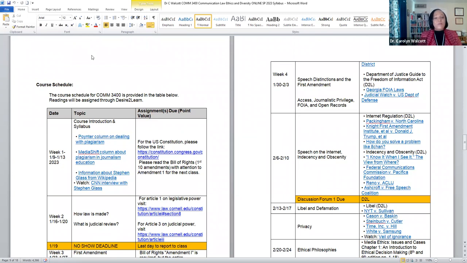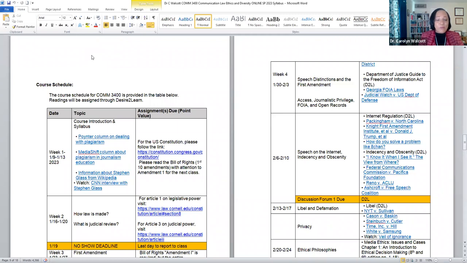Now, in terms of what is actually there on the schedule, you will see a table. Every single thing that is listed here should also be highlighted on D2L. So I believe that for this week, the week of the 9th to the 13th, this is just going to be an introduction to what it is we will be doing.